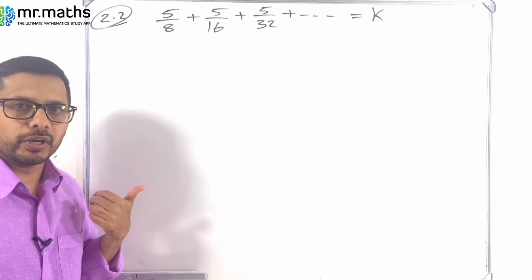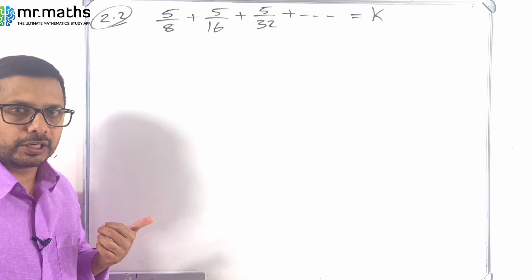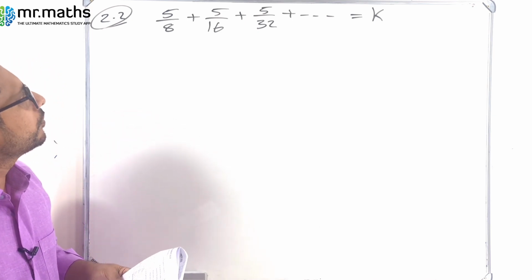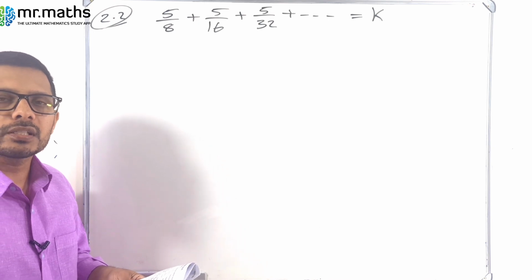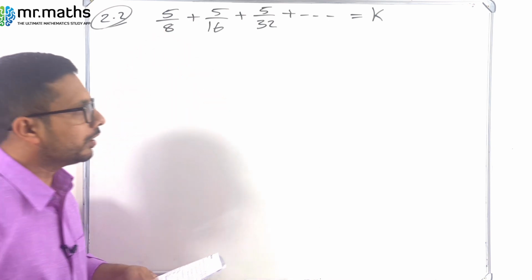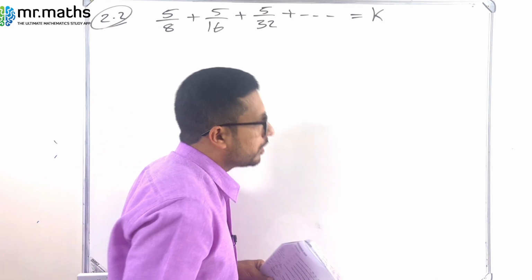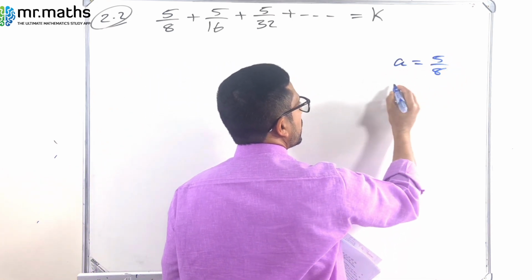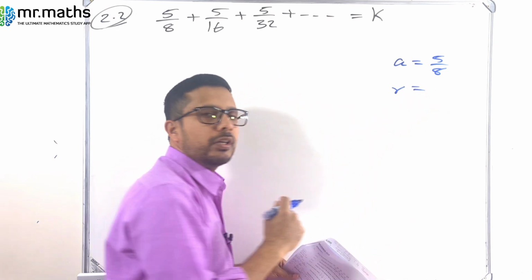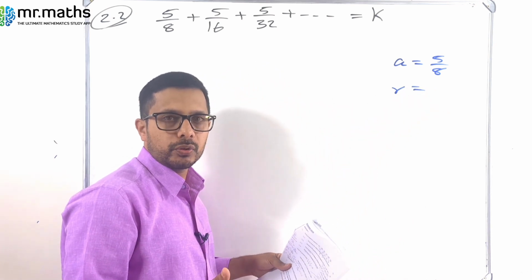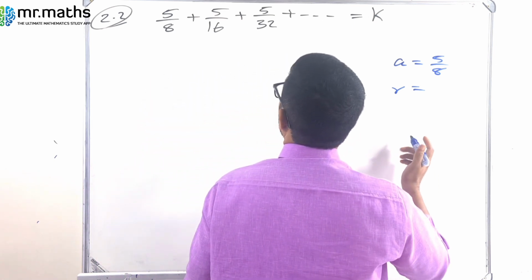Geometric means you can find a common ratio, am I right? Okay, so here in this question, what is the first term? What is the first term in this series? Of course it is 5 over 8, am I right? Okay, so the first term in this series is a is equal to 5 over 8. And what is the common ratio? Since it is given that this one is a geometric series, of course you can find a common ratio, am I right?